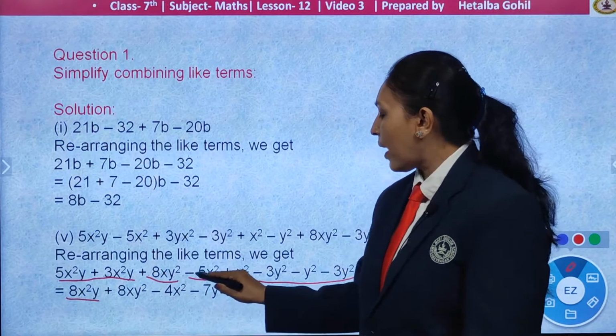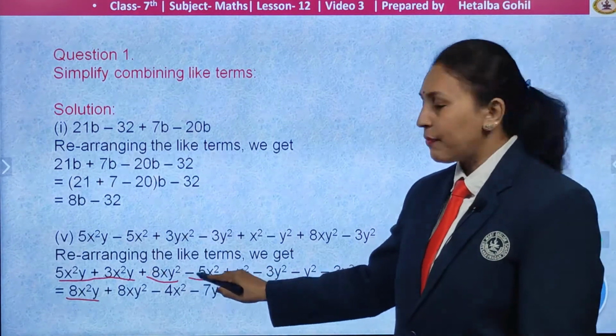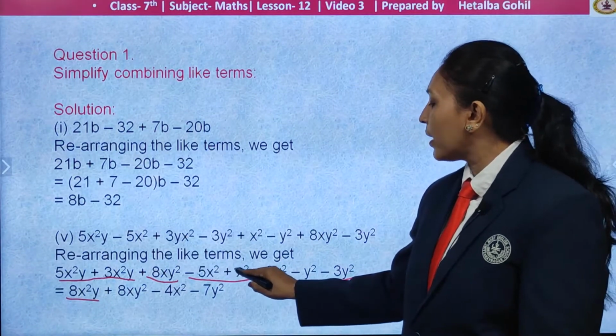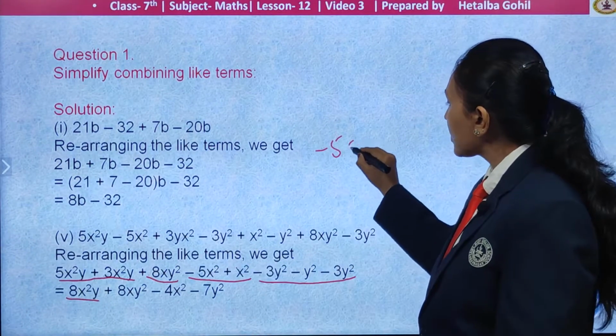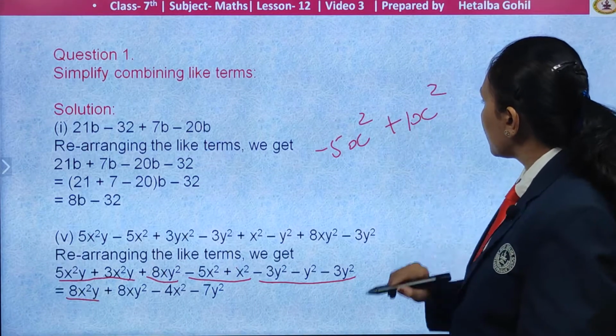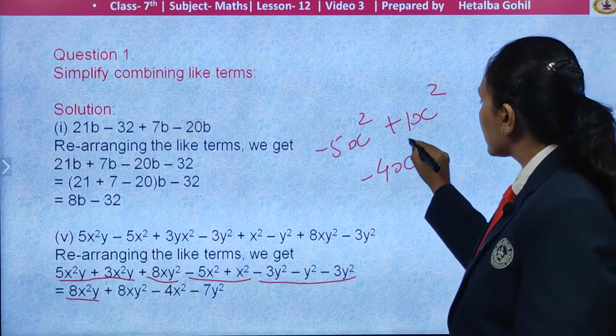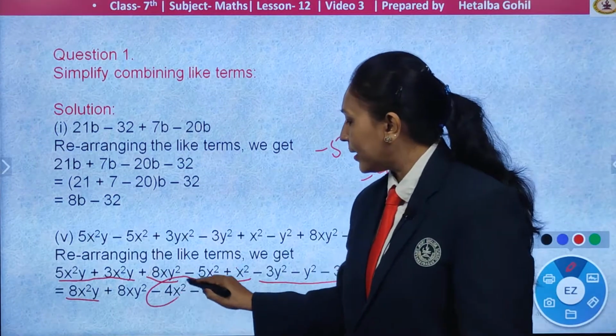Then next you have minus 5x square plus x square. Minus 5, as there is no coefficient here, minus 5x square plus x square, we take it here as 1. So minus 5 plus 1 you get minus 4x square, what you have got over here.